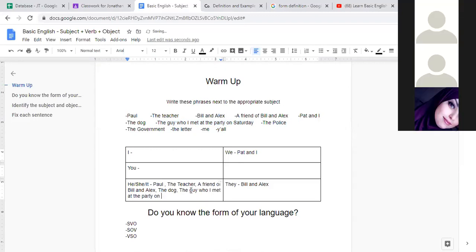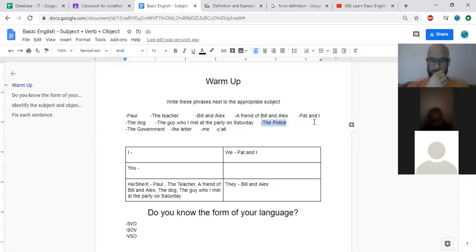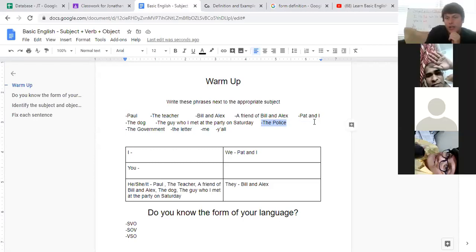Look, all of these words are going together, but it still makes one subject. The guy who I met at the party on Saturday, that is a subject, right? Just try to understand that. That's really important. The police. Okay, I'm going to tell you, this is a little bit of a trick. I'm trying to trick you. The police. Where should this subject go?